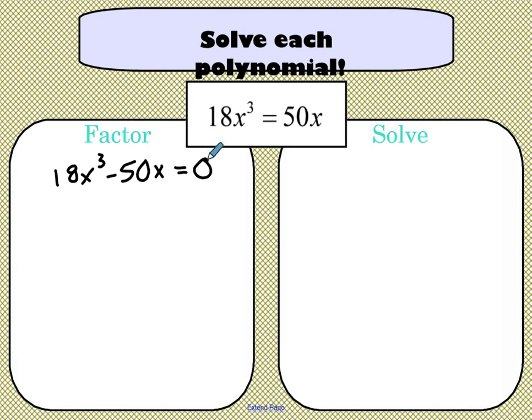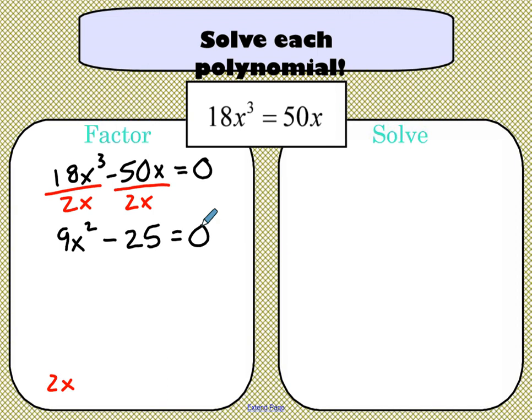Or I'm sorry, it's actually 2x. We can take an x from there as well, so it's going to be 2x. So that's going to be part of our answer there. So we get 9x squared minus 25 equals 0. Now we do have a difference here. We do have a perfect square right there. And we do have a perfect square right there.